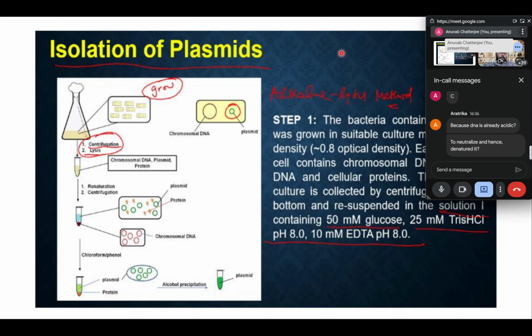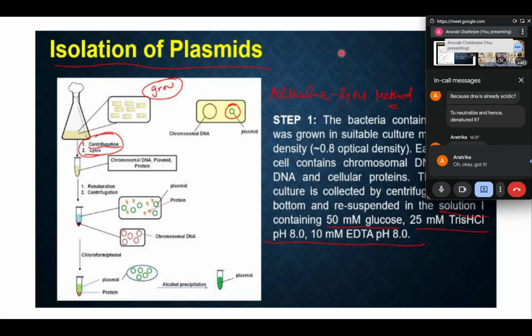It is so that we can dissolve the DNA. Since it is acidic, you can use an alkaline solution to put it into solution. Acidic things do not dissolve in acidic things; acidic things dissolve in alkaline things. That is why I use the alkaline lysis method, to dissolve the DNA and get it into solution in the first step of alkaline lysis. Okay.